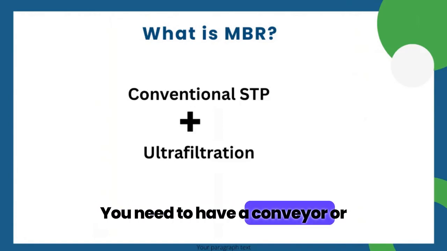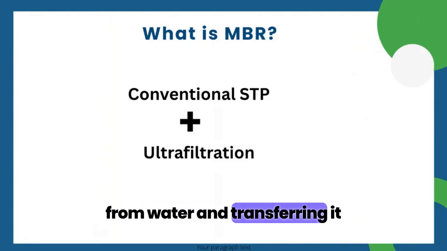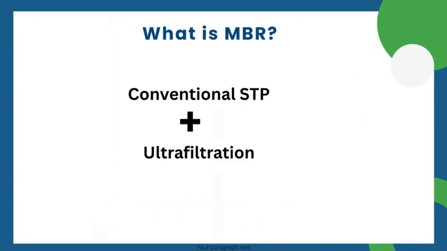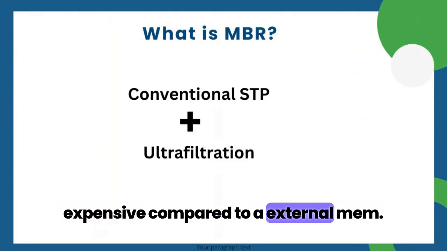You need to have a conveyor or a chain pulley block which is pulling up the membrane from water and transferring it to the required location. This is all more capital cost. So a submerged membrane is a lot more expensive compared to an external membrane.